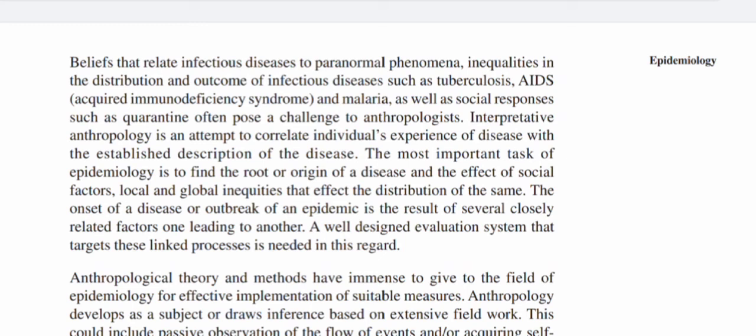The most important task of epidemiology is to find the root or origin of a disease and the effect of social factors, local and global inequities that affect the distribution of the same. The onset of a disease or outbreak of an epidemic is the result of several closely related factors, one leading to another. A well designed evaluation system that targets these linked processes is needed in this regard.